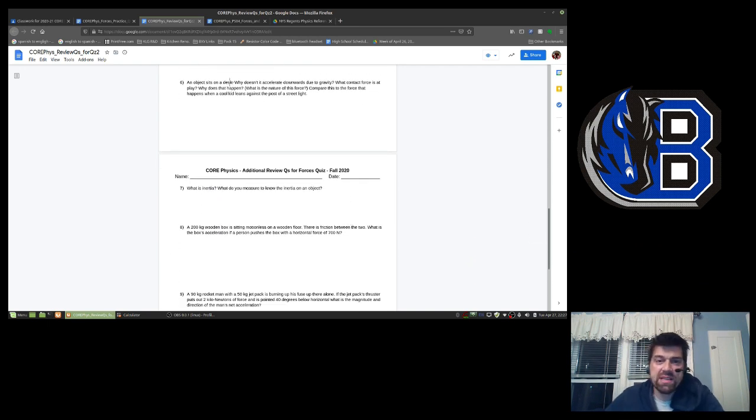An object sits on a desk. Why doesn't it accelerate downward due to gravity? What contact force is at play? Why does this happen? Okay, well, because gravity isn't the only force, right? When the object goes to accelerate downwards, its molecules interact with the molecules of the table, and the molecules of the table are held together with intermolecular bonds, and those bonds kind of act like springs, and there's tension in those bonds, and they push back, right? So we call that a normal force.